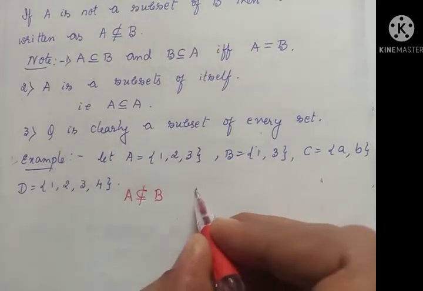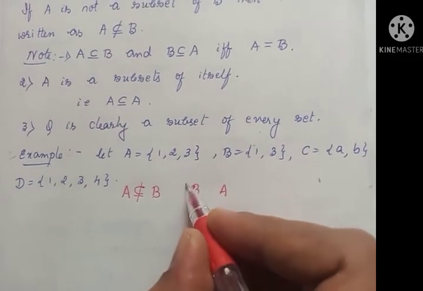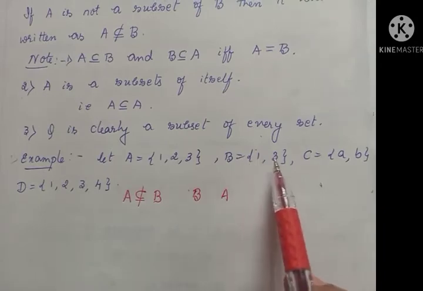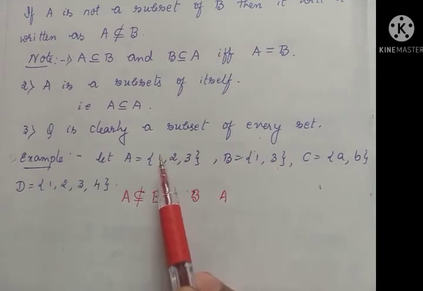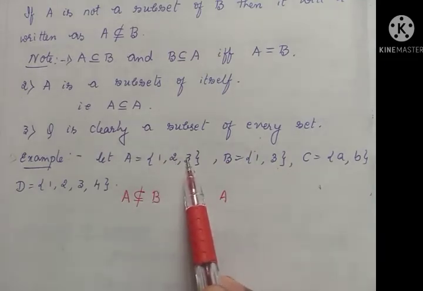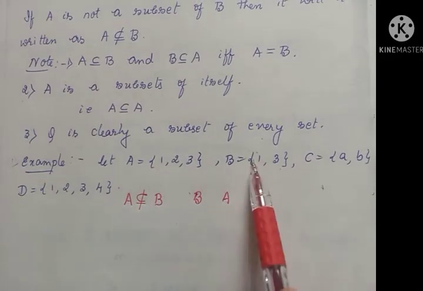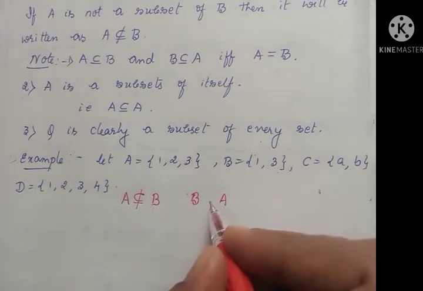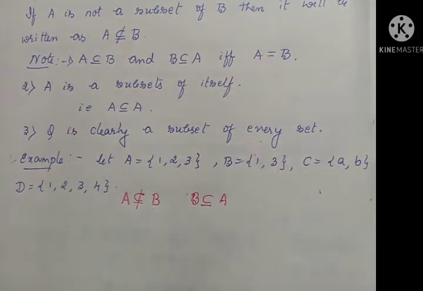What about B and A? Is B a subset of A? Check. 1 and 3, so these two are the elements of B. Here also 1, 2, 3 is there. Every element of B is in A. Yes, 1, 3. Here also 1, 3 is there. Therefore, I can say that B is a subset of A because every element of B is in A here.